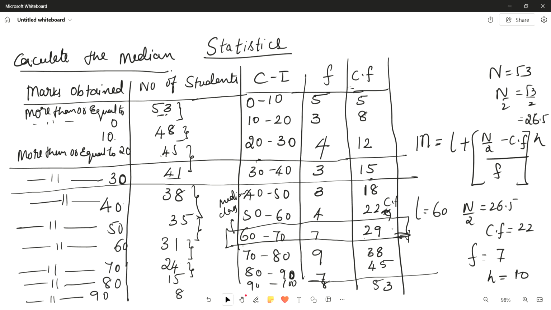Calculate and tell me, Kiara, how much you will get? And Rita, calculate and tell me how much you will get. Done, no? For the same thing, calculate the mode and tell me how much you will get. For the modal class, you should leave the CF column. Don't worry about that, only the frequency column. The highest frequency which is there, that is the modal class.